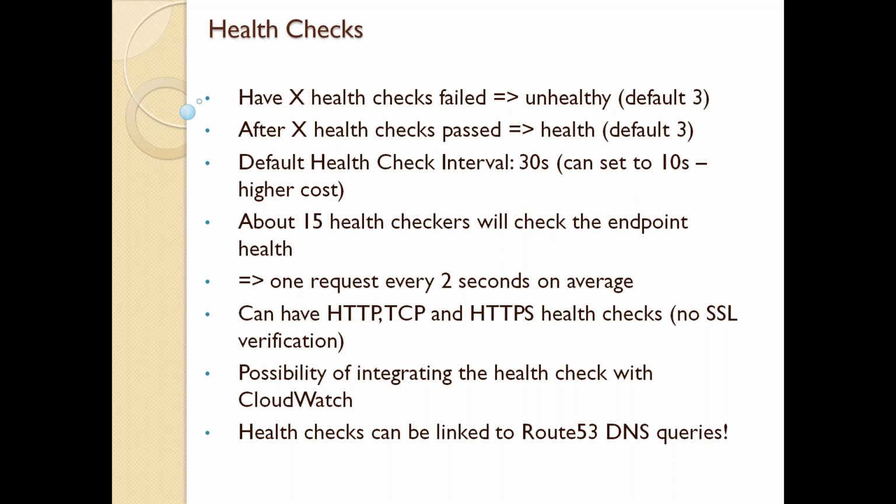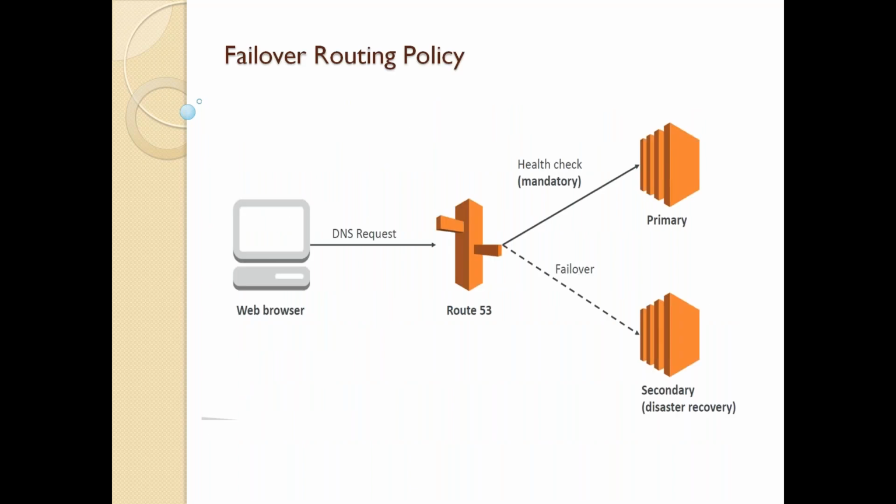You can set it as 10 seconds also. There is a higher cost. About 15 health checkers will check your endpoint, every request, every 2 seconds on an average, it will keep checking. You can have HTTP, TCP, or HTTPS health checks, but no SSL verification is needed for that. You don't have to install any certificate. You can integrate health checks with CloudWatch, and health checks can be linked to the DNS queries. So we'll go ahead and see how to do this. So after creating the health check, we should be able to do this failover routing policy.